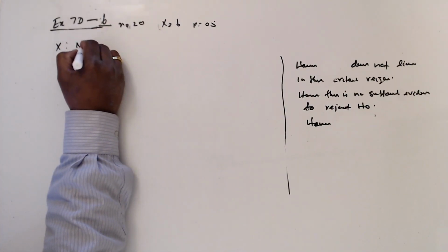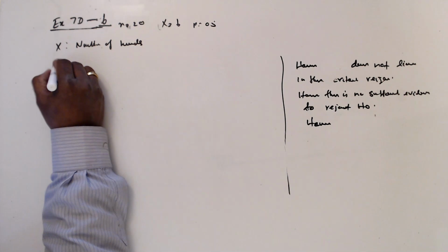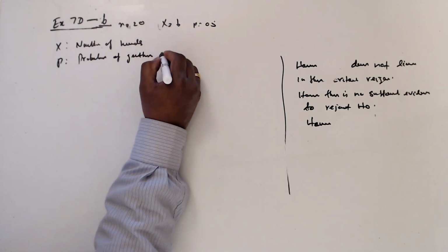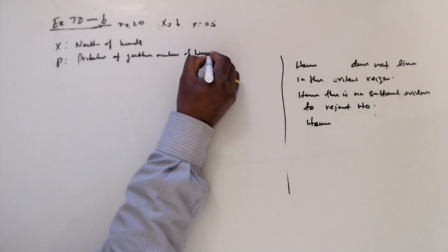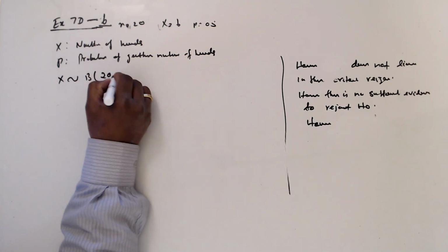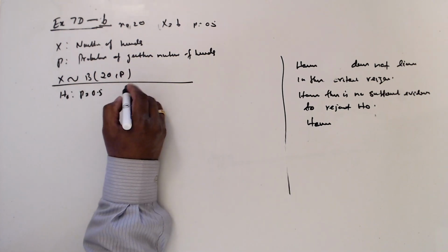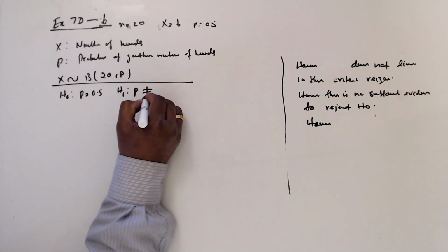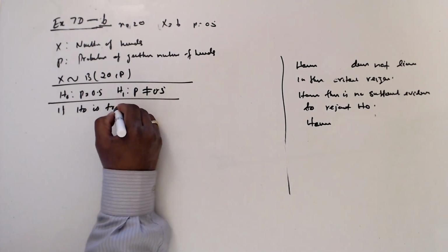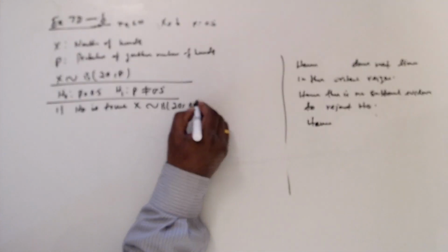So x is the number of heads and p is the probability of getting heads. So x follows binomial 20, p, and H naught is p equals 0.5, and H1 is p not equal to 0.5. So if H naught is true, x should follow binomial 20, 0.5.